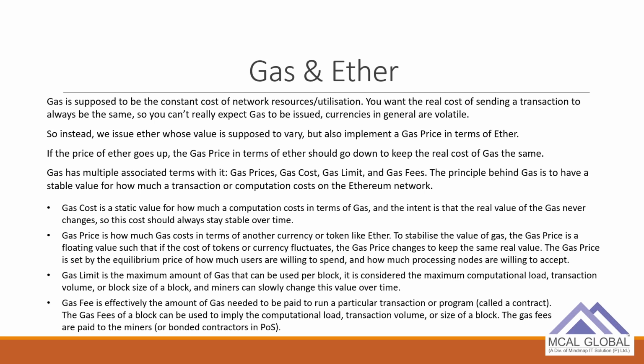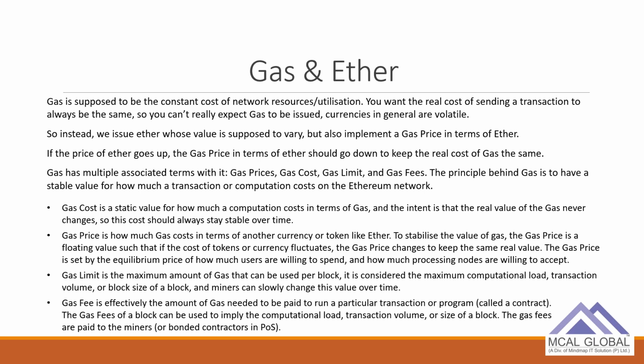So with gas, there are multiple terms associated: gas price, gas cost, gas limit. It is not that you can specify any amount of gas that you want. It should not be unfair to the other transactions. So there is a limit and gas fees. The main principle behind gas is to have a stable value for how much a transaction or computation across the Ethereum network should cost. That is why you want to have it constant. Gas cost is a static value for how much consumption costs in terms of gas, and the intent is that the real value of gas never changes. So this cost should always be stable over a period of time.